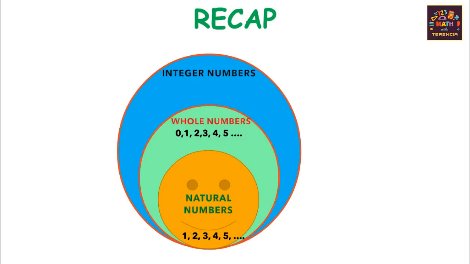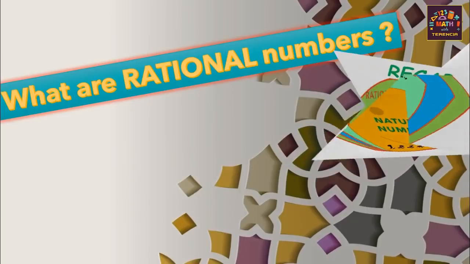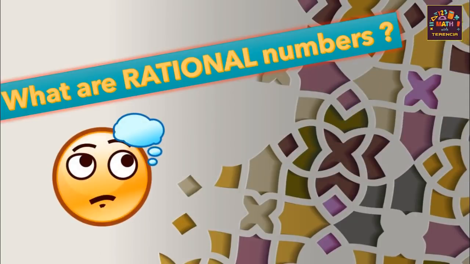The next is integers, which you would have learned in grade 6. Integers have all negative numbers, 0 and positive numbers. And the next bigger circle is what we are going to learn today, the rational numbers. What are rational numbers? Do you have any idea about that? Think. We come across rational numbers in each and every part of our life.